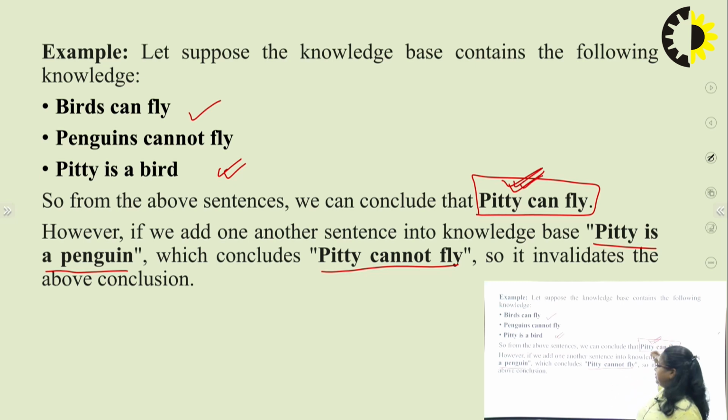We concluded that Bitty can fly, and after adding more information to the existing data, that Bitty is a penguin, on the basis of that we draw the conclusion that Bitty cannot fly. Fine. So that is why it is called invalidated.